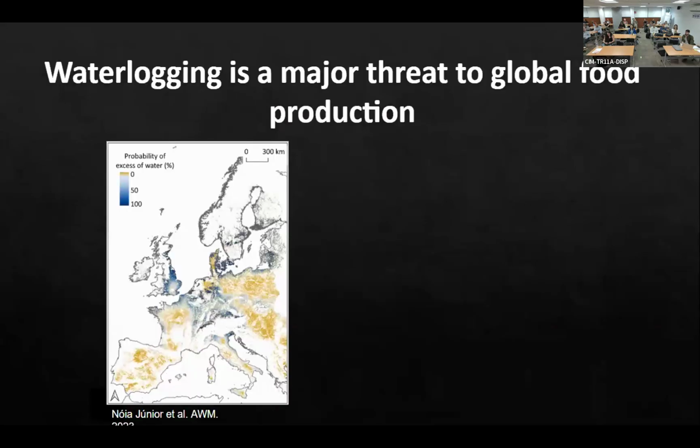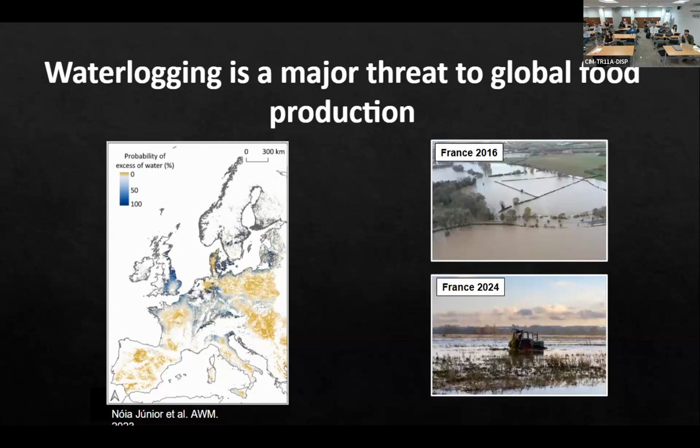I want to start my talk by stating the obvious. Waterlogging is a major threat to global food production, right? And here I show a map of Europe with the probability of excess water. Wherever it's blue here, it means there is a very high probability of heavy water excess. So you see that many parts of France, England, and Germany have problems with excess of water.